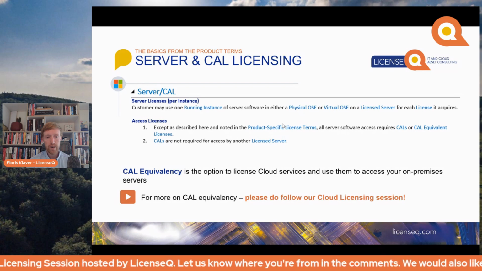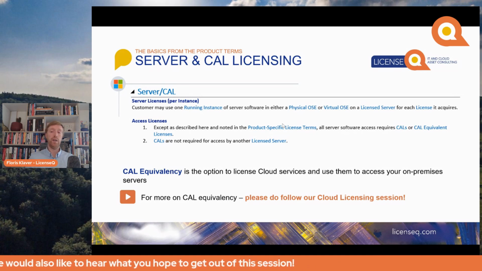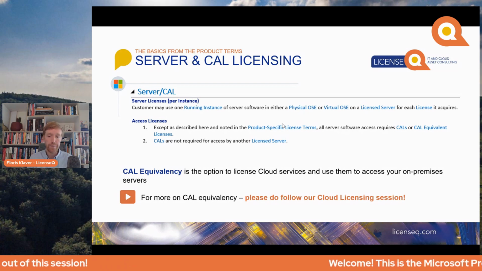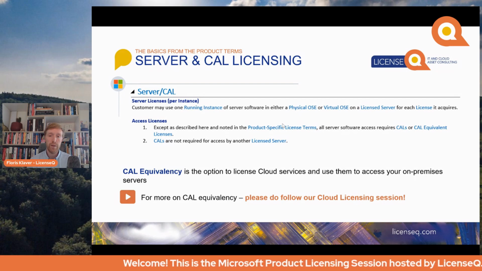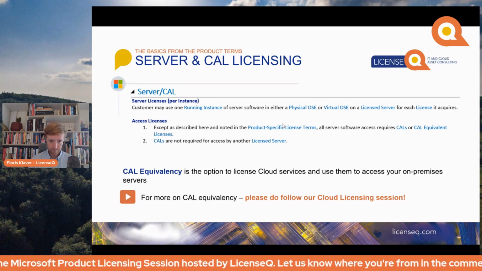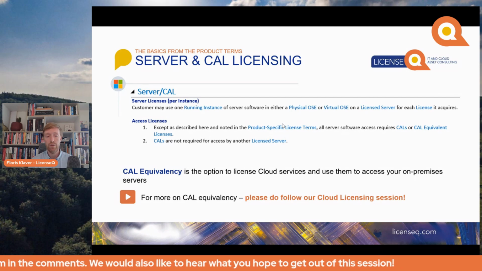except as described here and noted in the product-specific license terms, all server software requires client access licenses or CAL-equivalent licenses. And this is quite important, because what is CAL equivalency? I'm going to reference our cloud services session again in 2 weeks' time, because this is a very important concept that has arisen when Microsoft moved to cloud solutions. CAL equivalency is just what it says. There are licenses that you can buy that grant you the same type of rights, and these are generally cloud services licenses.